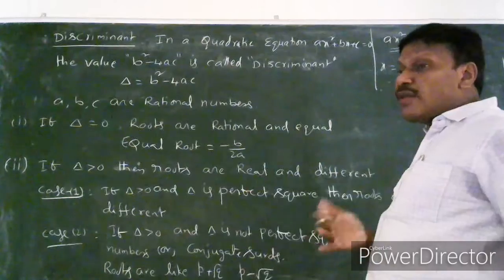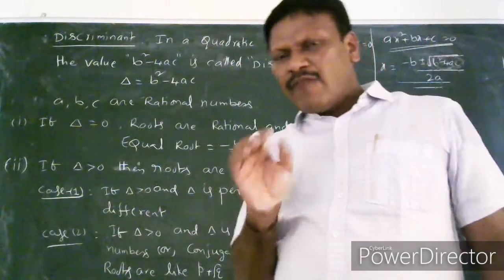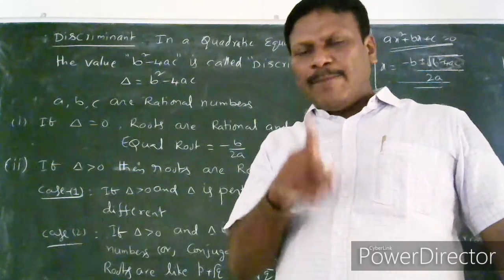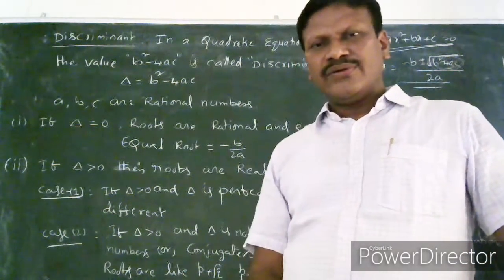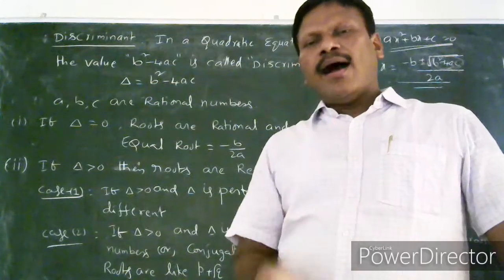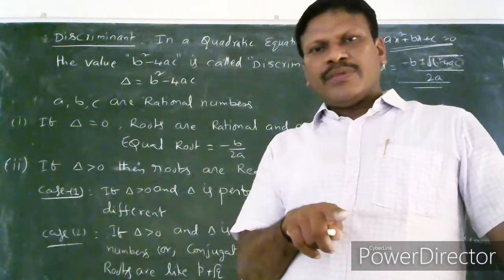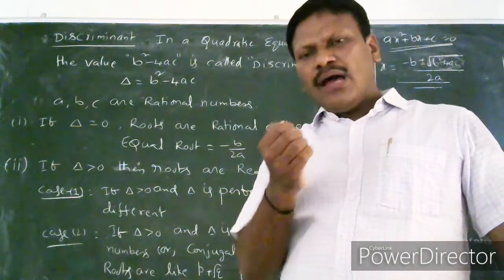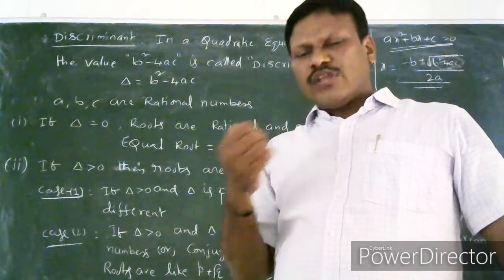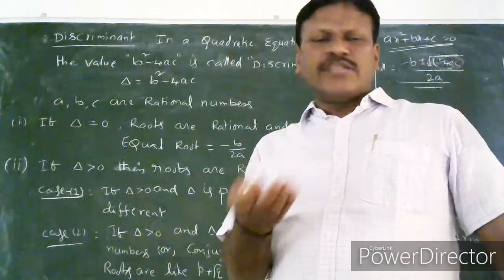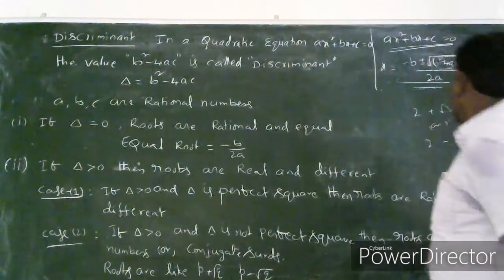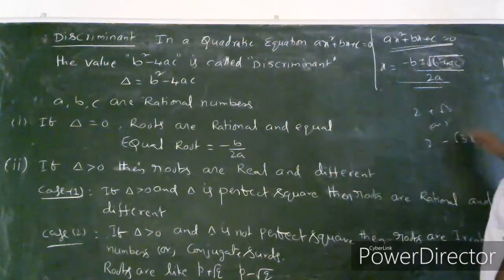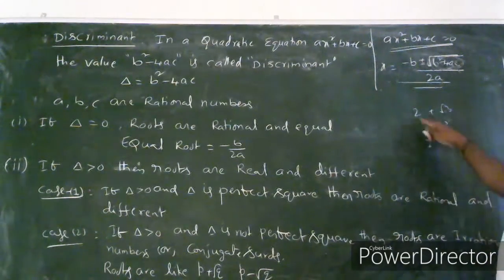We should know the meaning of conjugate sets. What is the meaning of conjugate sets? If you are adding or multiplying two sets and you get a rational number, that is called conjugate sets. For example, 2 plus root 3 plus 2 minus root 3. Adding these two, root 3 and minus root 3 cancel, we get 4.